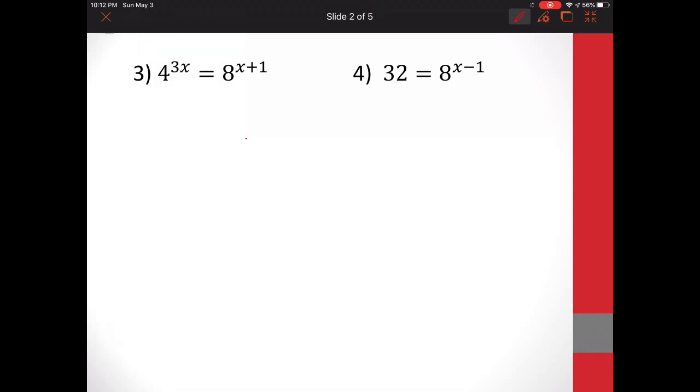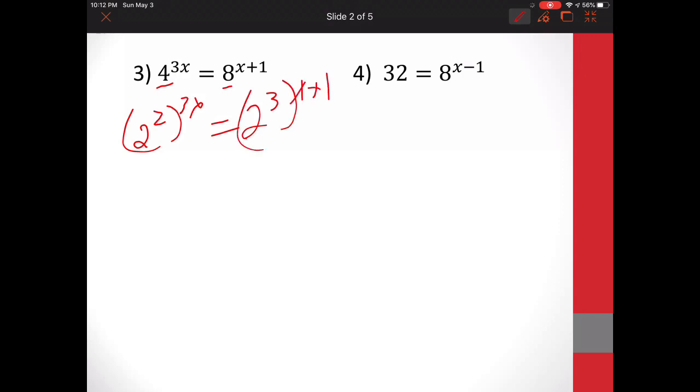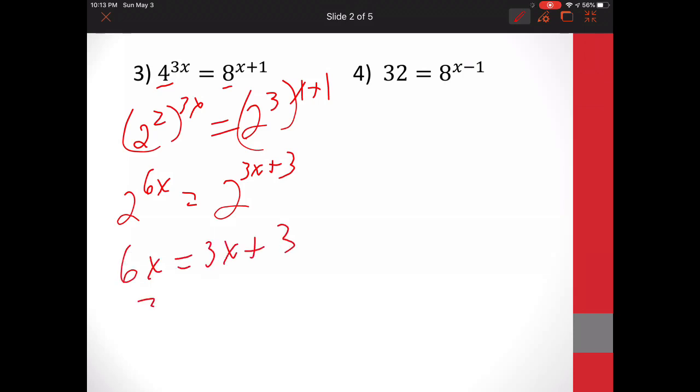All right. So here you notice that you have these two bases, 4 and 8. Well, 4 is the smallest one, but 4 doesn't raise to 8. 4 squared is 16. So the common base between 4 and 8 is 2. So 2 squared to the 3x, and 2 to the third to the x plus 1. It can get a little tricky there, but this is going to be 2 to the 6x after distributing, and 2 to the 3x plus 3 after distributing. So again, you drop the bases, you get 6x equals 3x plus 3, or 3x equals 3, or simply x equals 1.